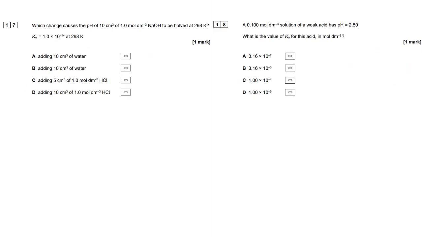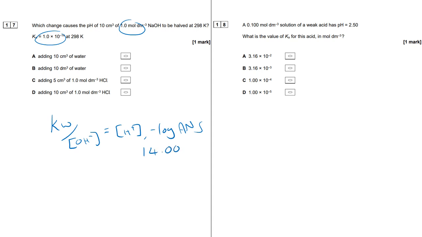Question number 17. What change causes the pH of 10 cm3 1 molar NaOH to be halved? So if you were to look at the pH of NaOH there at 298 Kelvin, we can rearrange the Kw expression, Kw over the concentration of OH minus, to give us the hydrogen ion concentration, then you minus log your answer. So 1 times 10 to the minus 14 divided by the concentration, which is 1, that gives you H plus, minus log your answer, the pH is 14.